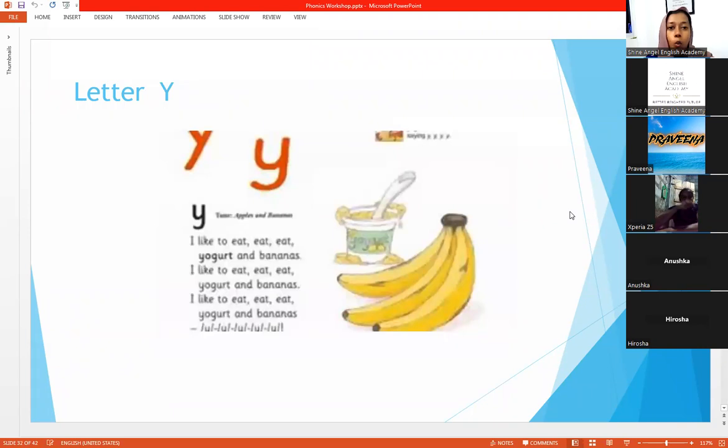The letter Y sounds yeah. So you're having the yogurt and eating, you're saying yeah, yeah, yeah. I like to eat yogurt and bananas. I like to eat yogurt and bananas.